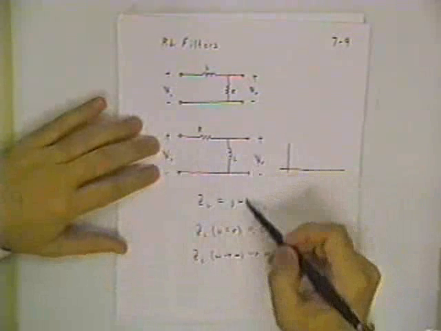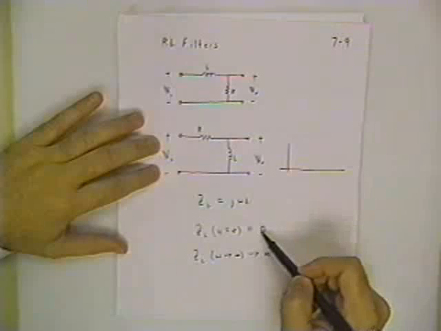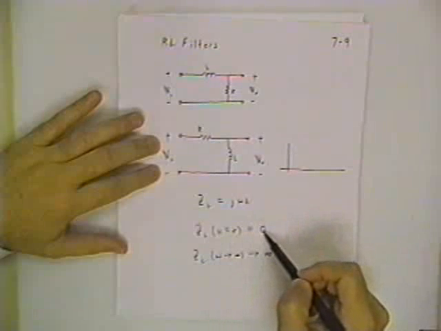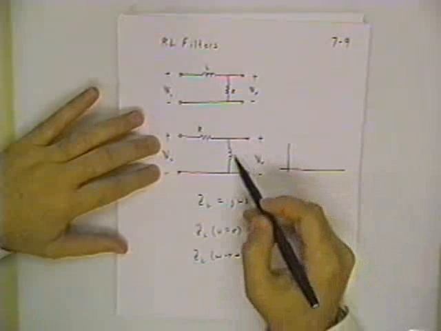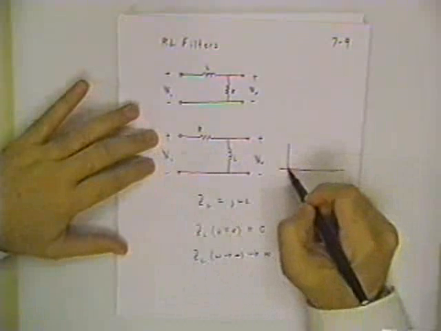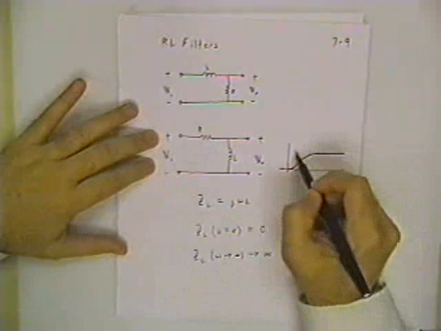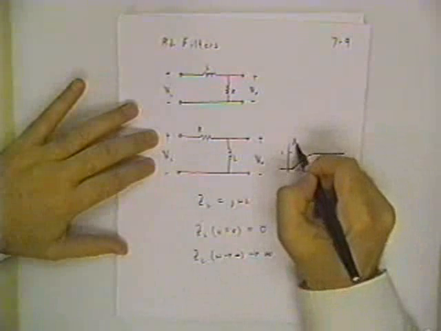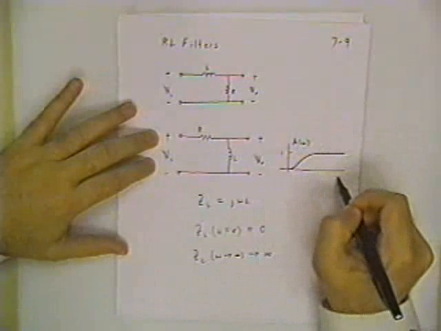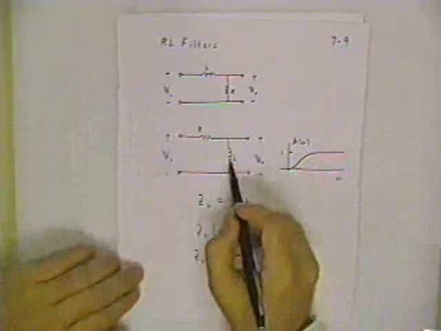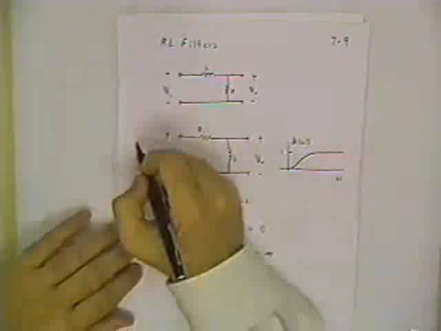So here we have for this circuit, looking at the inductor's impedance, low frequency gives us low output, high frequency gives us output equal to input, and so there's what my A of omega would look like. This is a high pass, RL.